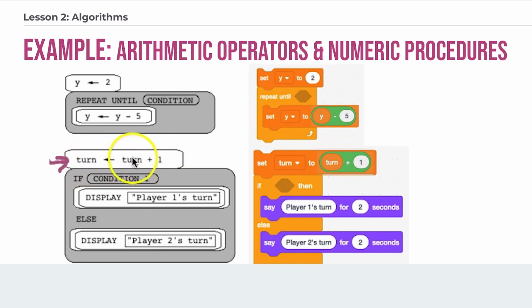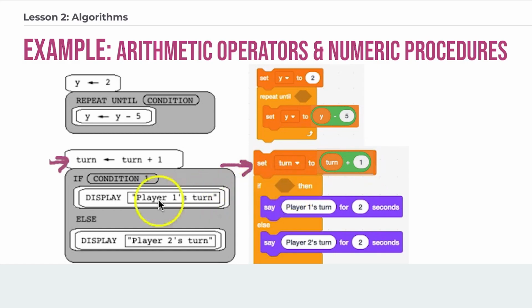When turn is 3, then turn will be set to 4. All right, and this is how we show that in Scratch. Remember, our operators are green. So operators like add, subtract, multiply, and divide are going to be green. And there we've put in the variable turn, and turn plus 1.